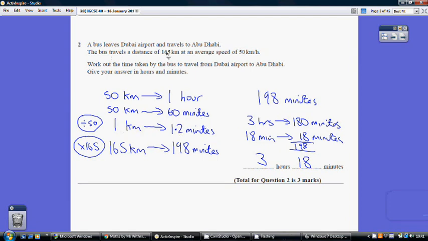And we've got to travel 165 kilometers, so if we multiply this by 165, you can see it's going to take us 198 minutes. Now we've got to give our answer in hours and minutes, so we get 3 hours out of 198 minutes. That's 3 lots of 60, which is 180 minutes. That leaves us 18 minutes left over to get up to our 198, so that's 3 hours and 18 minutes.